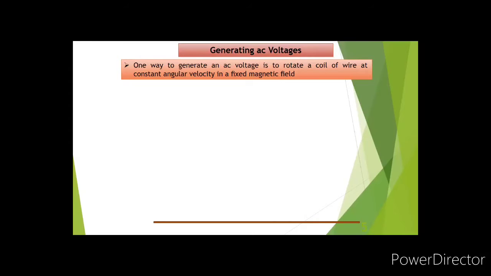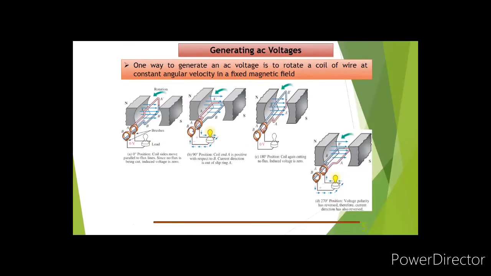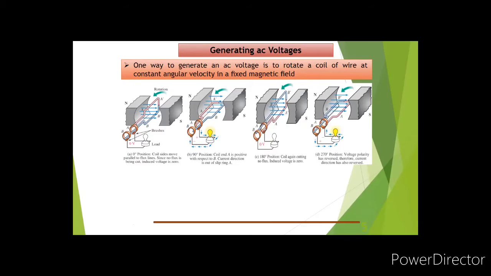How do we generate the AC voltages? We generate AC voltage by rotating a coil of wire at constant angular velocity in a fixed magnetic field. See the positions of the coil placed in the magnetic field. See, this is the first position, the 0 position.